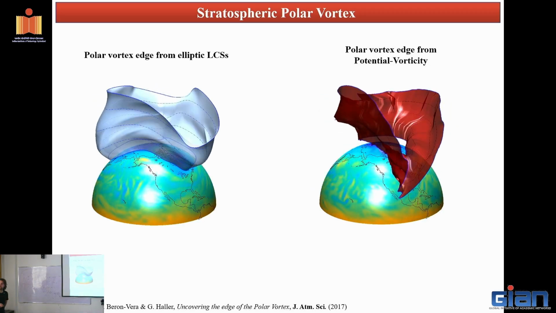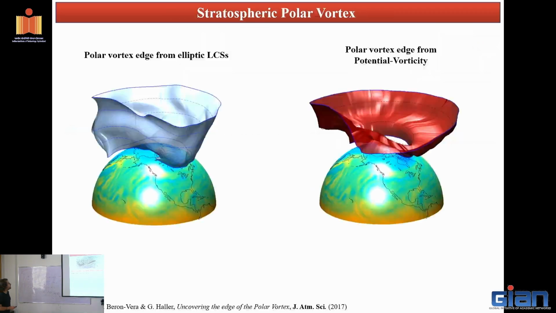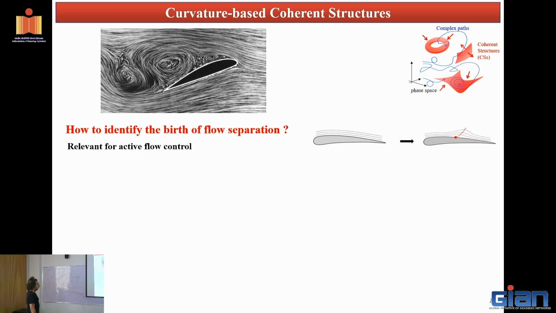Other questions? Okay, so what I want to do now is, this is another type of coherent structure, the elliptic Lagrangian coherent structure, but I want to give you another example of different types of coherent structures that were not contained in the schematic that I showed you before. These coherent structures are based on curvature, on bending of fluids, not stretching. And the motivation for this was the following.